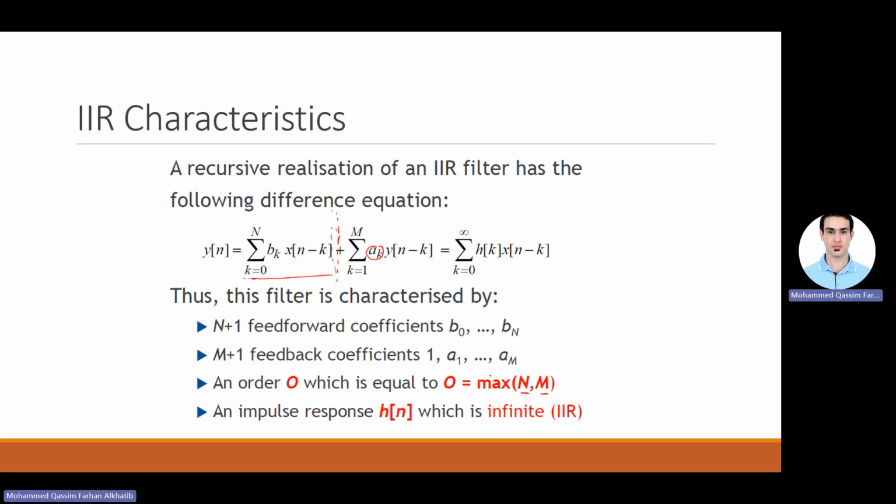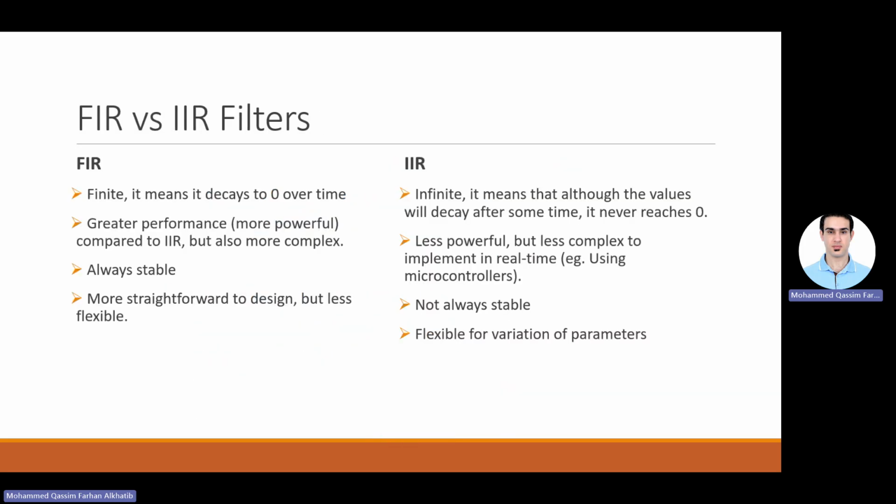So the impulse response, h of n, is infinite for an IIR. You cannot just simply say it's 1, 5, 10, and that's it. It's just infinite, it becomes a function of the a's and b's. We'll see that later when we talk about the transfer function, h of z.